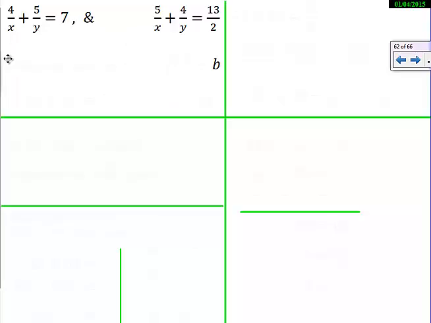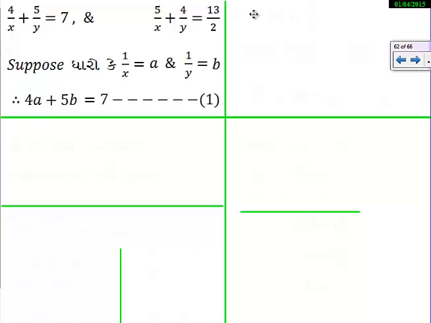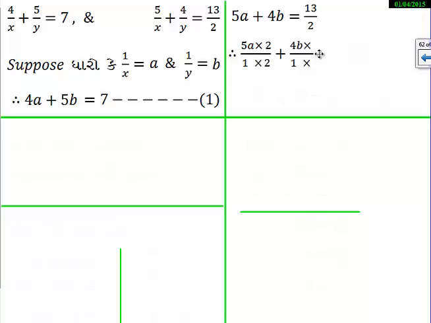This is again a very simple sum. 1 upon x is equal to a suppose करना है and 1 upon y is equal to b. I think you can solve it by yourself. So first equation would be 4a plus 5b is equal to 7 and second equation would be 5a plus 4b is equal to 13 upon 2. Now 1, 1, 2 इसका डिनोमिनेटर कुछ नहीं है तो 1. So 1, 1, 2 का एलसीएम होगा 2. So 1 को कितने से मल्टीप्लाई करेंगे तो 2 आएगा 2. 2 को कितने से मल्टीप्लाई करेंगे 2 आएगा 1.